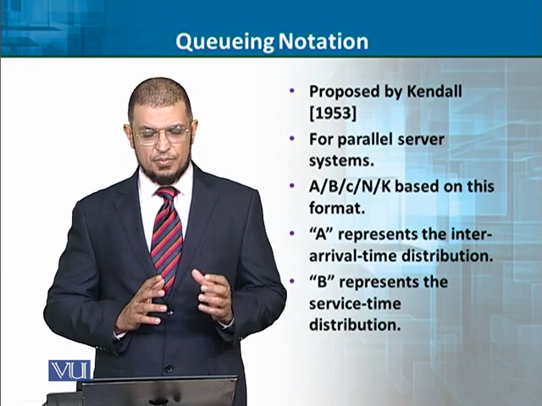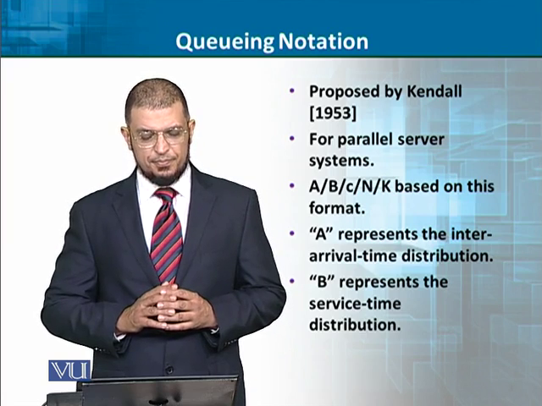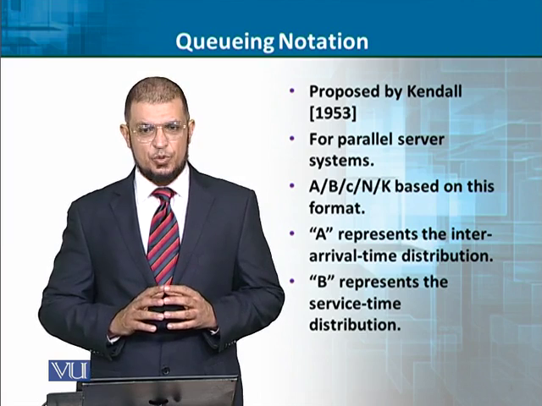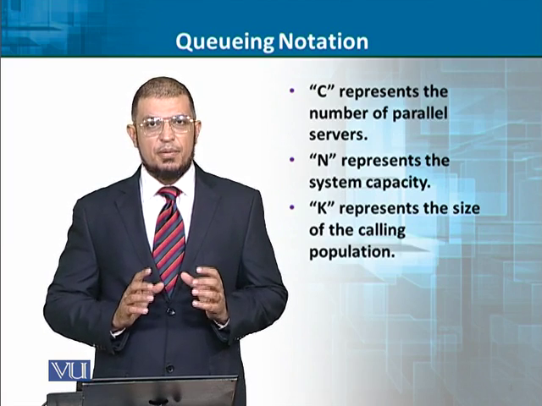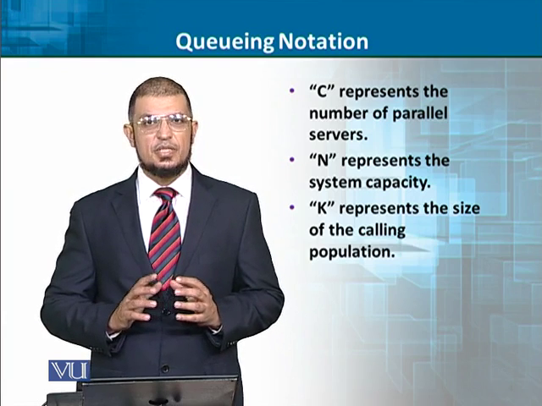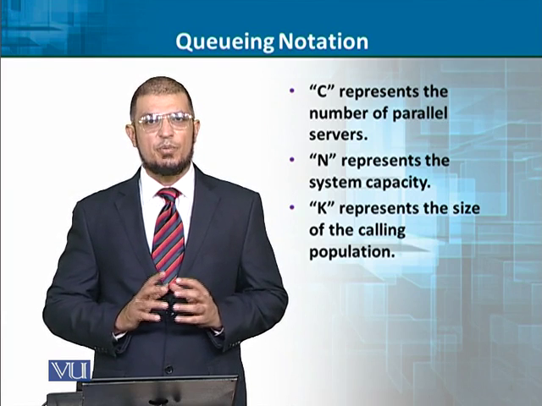A represents the inter-arrival time distribution. B represents the service time distribution. C represents the number of parallel servers. N represents the system capacity. And K represents the size of the calling population.